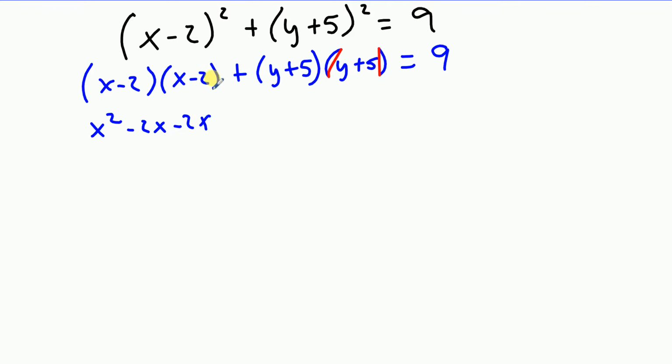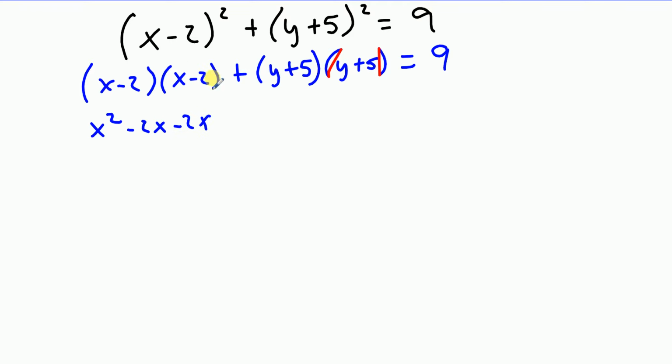Okay, same thing with the y's. Y times y is y squared. Y times 5 is 5y. 5 times y is 5y. 5 times 5 is 25. And equals 9. Alright, so now we're going to combine our like terms.